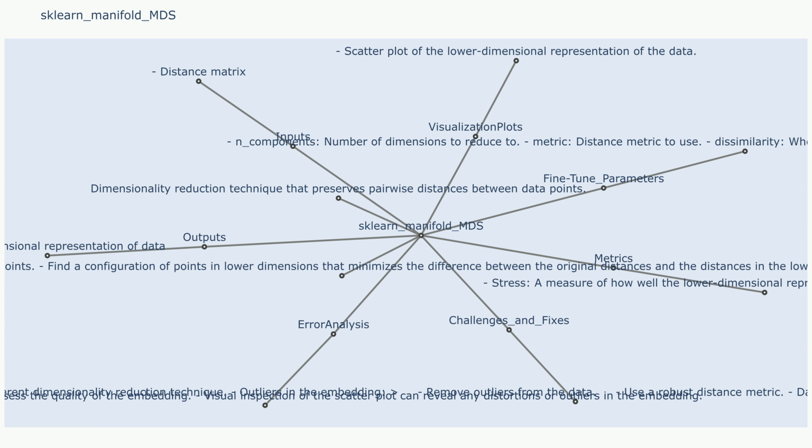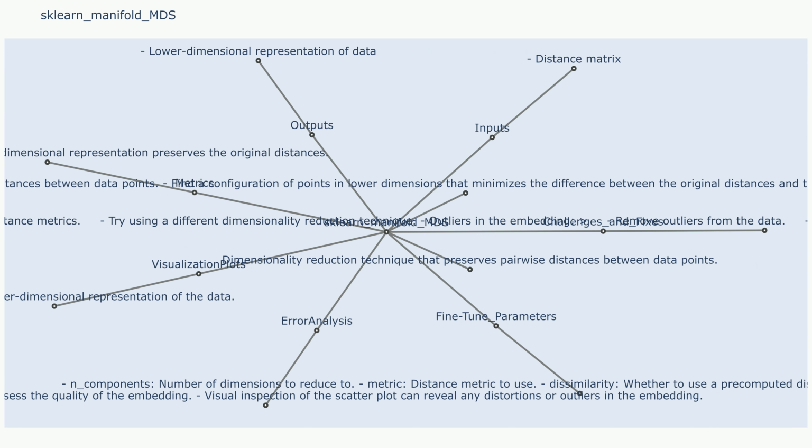Parameter 2. Explain in detail dissimilarity, the distance metric used to compute the distance matrix. Possible options include precomputed if a precomputed distance matrix is provided, Euclidean distance, Manhattan distance, or other supported metrics.